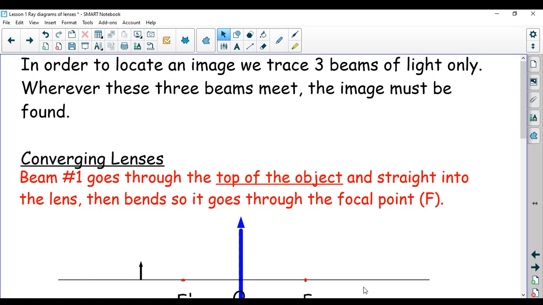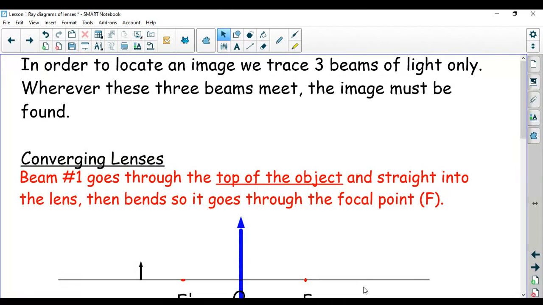We're actually going to trace three beams of light. So we're going to learn what those three beams of light are in this particular lesson. And the reason we're going to trace these three beams is if we just trace two beams of light and they cross somewhere, that could be a coincidence. Three and they all cross at the same place, it's definitely not a coincidence.